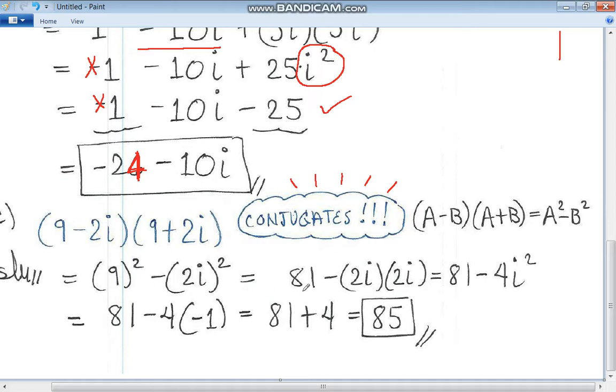9 squared, 9 times 9 is 81. Then the minus sign. (2i) squared is 2i times 2i, so that equals 81 minus 4i squared. But i squared is the same as -1. So that's really 81 minus a -4, which equals 81 plus 4, and our final answer is 85.